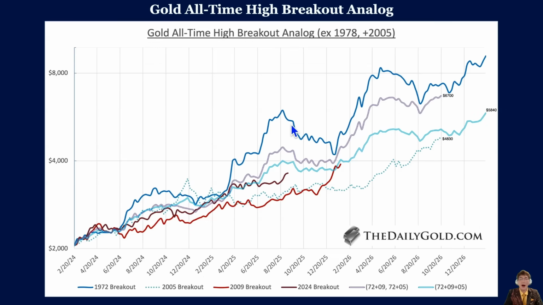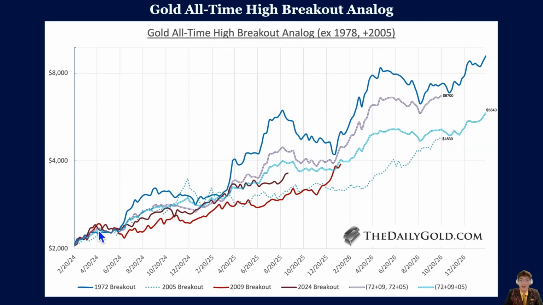Now, one more chart for gold. This is the all-time high breakout analog, which I've shown quite a bit. And so we're plotting the three major moves. Well, let me go back for a second. Gold broke out to a new all-time high 3 times in its history. So we have 72, 2009, and also 1978.